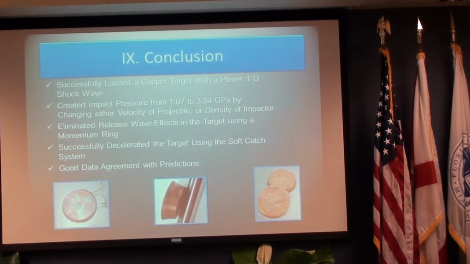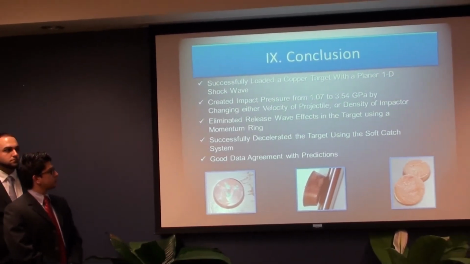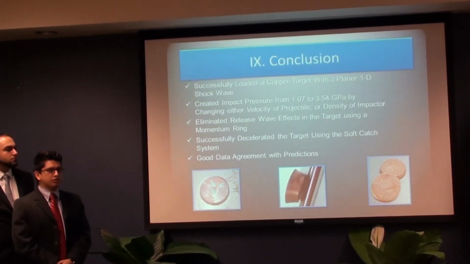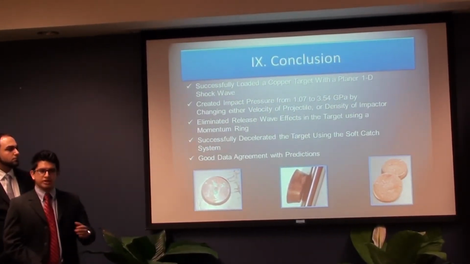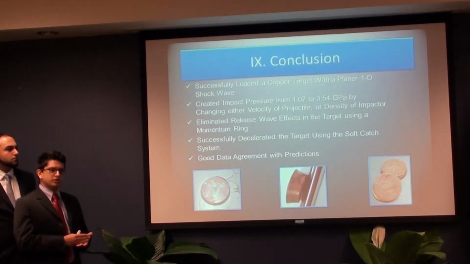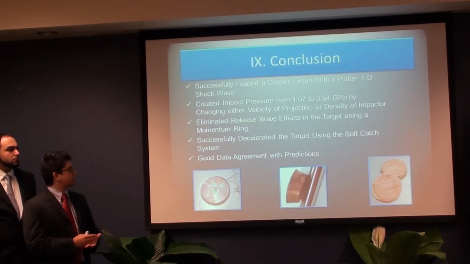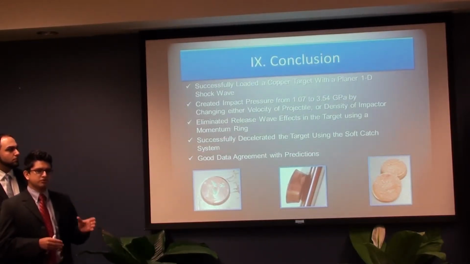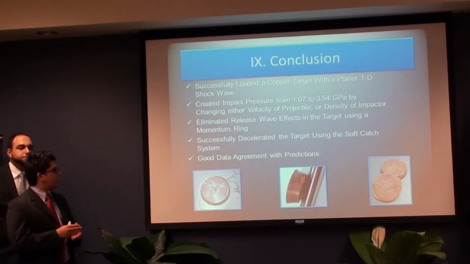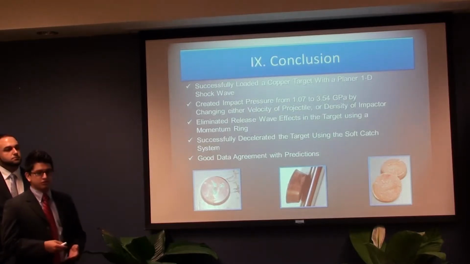So as you have been able to see throughout this presentation, we have been able to successfully load copper utilizing a one-dimensional planar wave upon impact. We have also created an impact pressure range from 1 gigapascal to 3.5 gigapascals, changing the velocity of the impactor and the density and the thickness as well. We have also eliminated the release waves created on the momentum trap edges, and the evidence of that is pretty much a clean spallation plate that we got in the third shot.